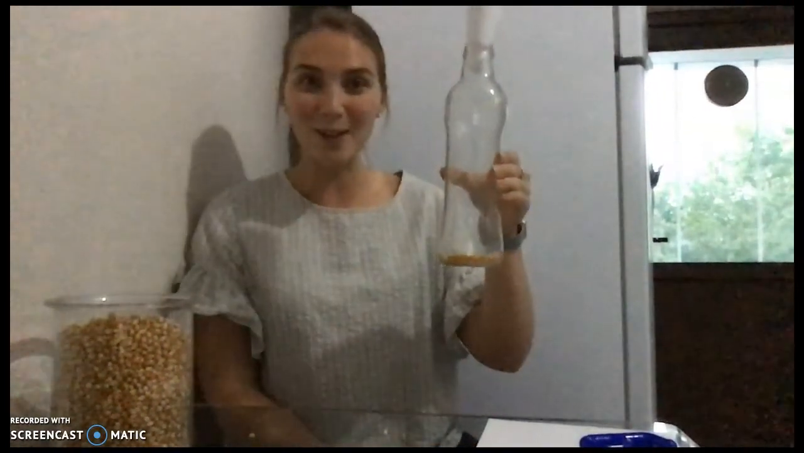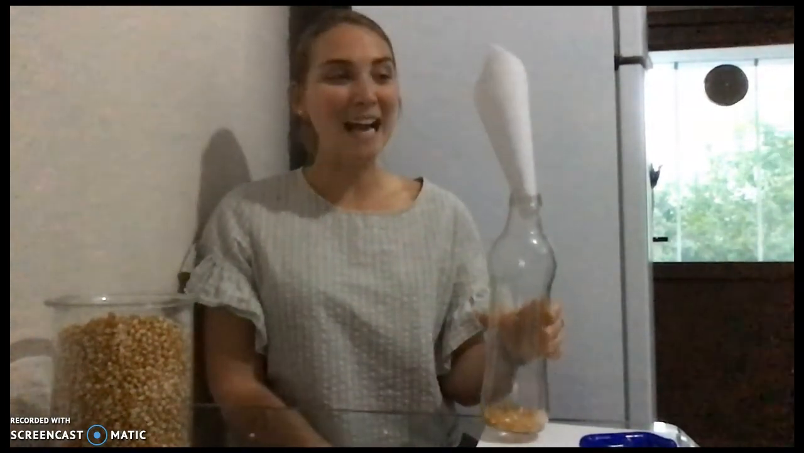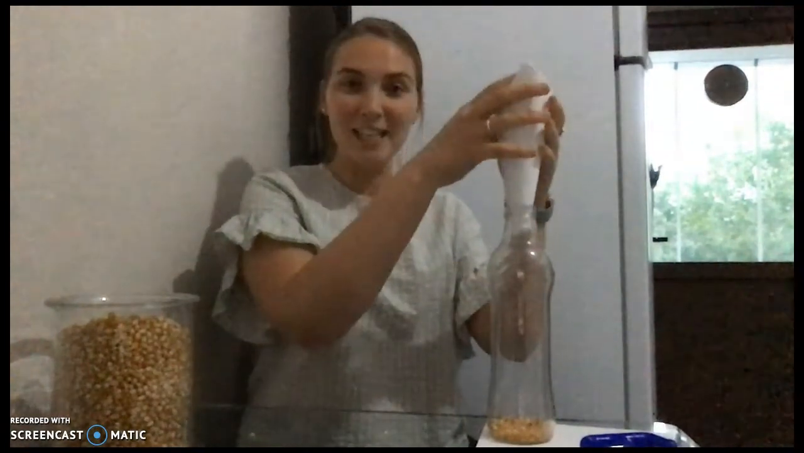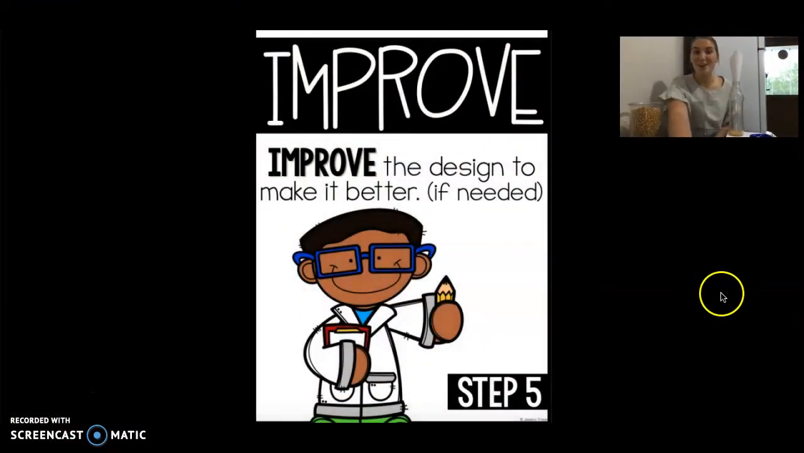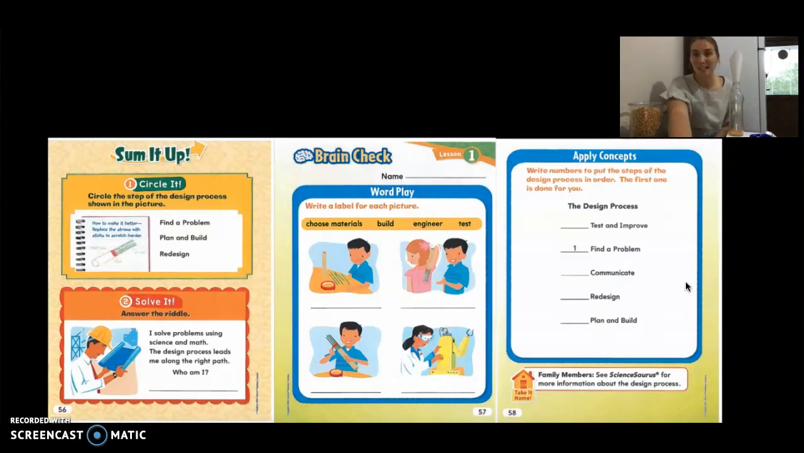Did we solve our problem of getting the popcorn kernels from the large jar into the smaller jar? We did, engineers. We designed a new technology to help us. Thank you for designing with me today. Those are the 5 steps of the engineering design process.